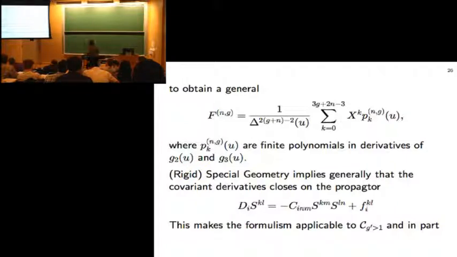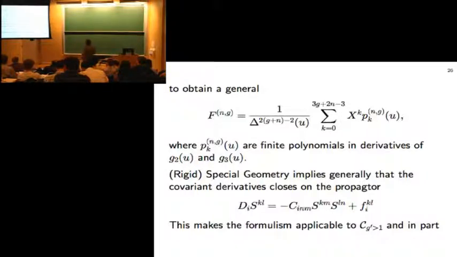And that's what you see here. You see a certain power of the discriminant. You see a certain occurrence of the holomorphic generator, whose highest power can be 3g plus n minus 3. And then you see polynomials in U, where this can be written in terms of derivatives of this G2 and G3, which are featuring in the Weierstrass form of the elliptic curve.